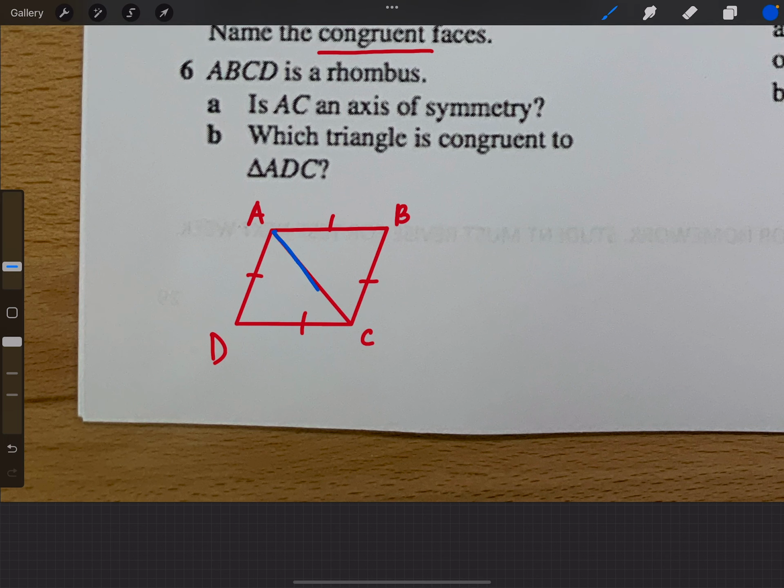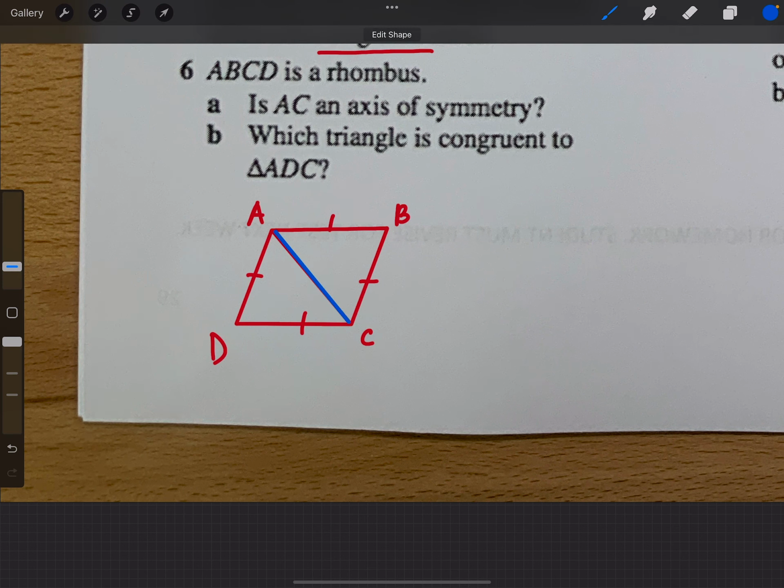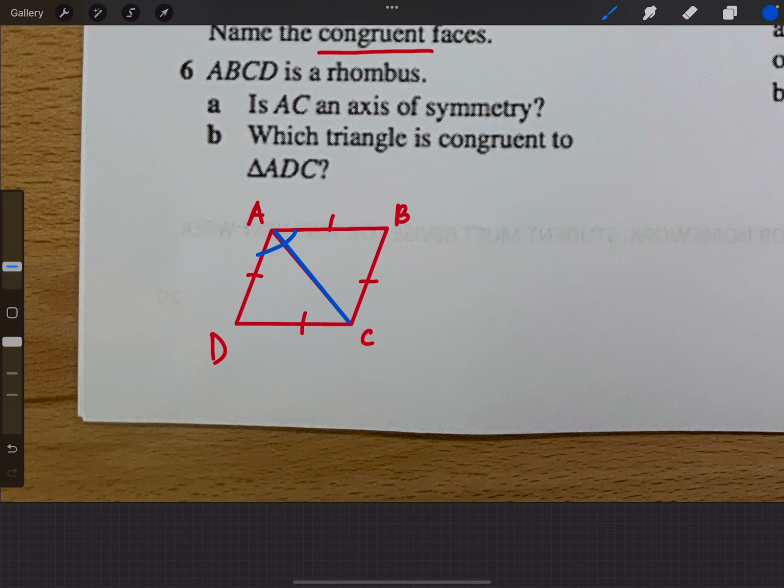Well, we know the diagonals of a rhombus bisect the angles. So that means that this diagonal AC is going to cut this angle in half, and this also cuts this angle in half as well. And we know that the opposite angles of a rhombus are equal. So we know that these angles are equal. They've been cut in half, so they're all the same. So let's say this angle is A, and that's A. This is also A, and let's call this B and B.